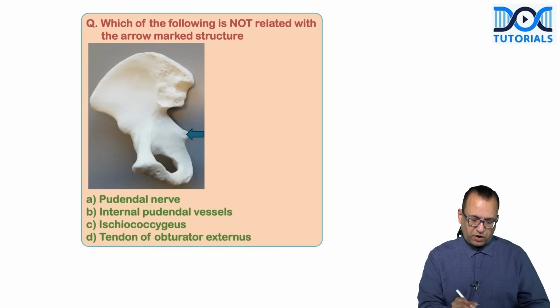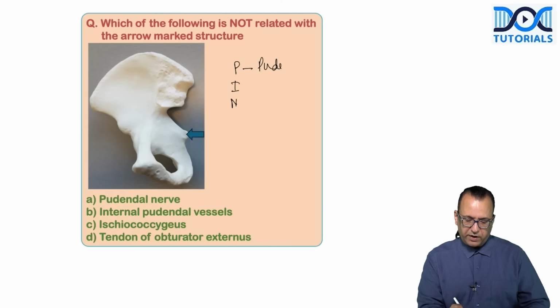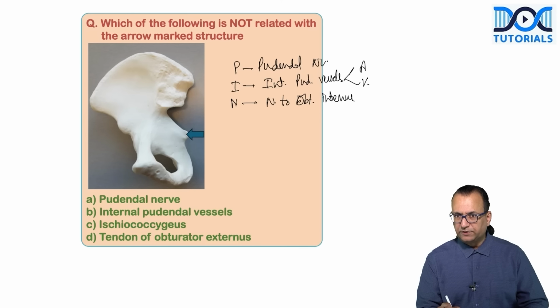So when you are talking about the PIN structures, what is P for? P is the pudendal nerve. Then what is the I? Internal pudendal vessels. Internal pudendal vessels means it will be not only the artery but also the vein. What is N? N is for nerve to obturator internus, as the obturator internus tendon is also passing in the region.